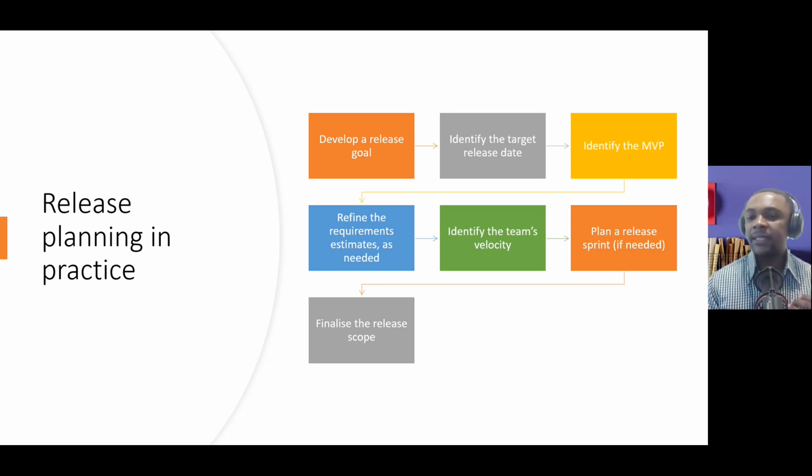What is velocity? Velocity in simple terms is the total amount of work that was accomplished each sprint. So you need to identify the team velocity, and for that release, you need to plan a release sprint if needed. Sometimes you don't require that, but if needed, you need to have your release sprints. And finally, you need to finalize the release scope, right? So with that in place, that will guide you as the Scrum Master on how to do it.